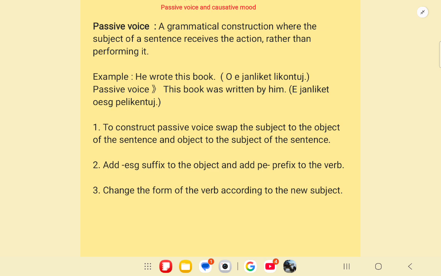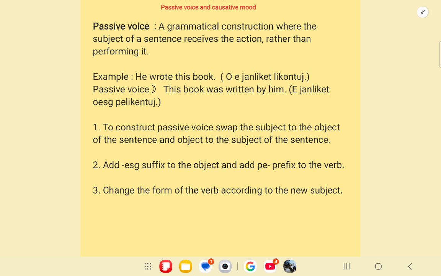Now let us look at the steps to make a passive construction. First, to construct passive voice, swap the subject and the object of the sentence, as we did here. And second, add esg to the object. So here we swap the subject and object, we add esg to the object, and we add the pe prefix to the verb. Now change the form of the verb according to the new subject.